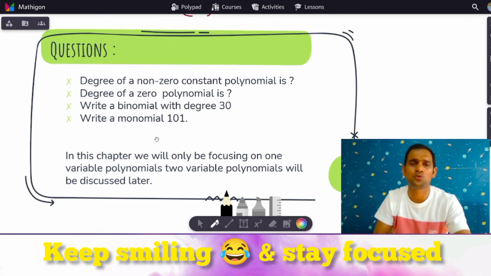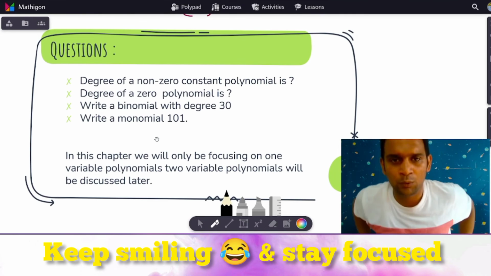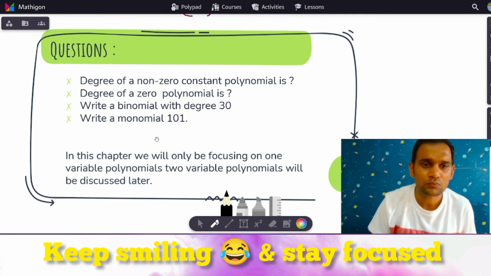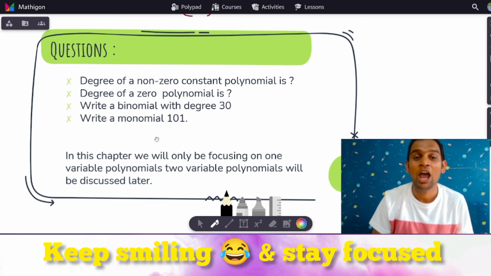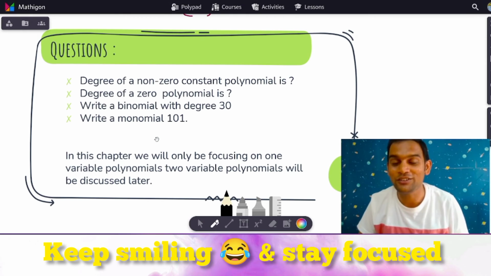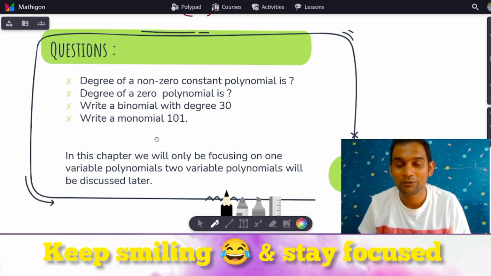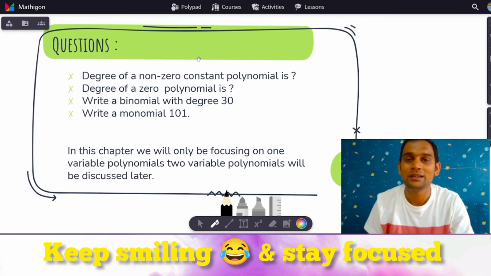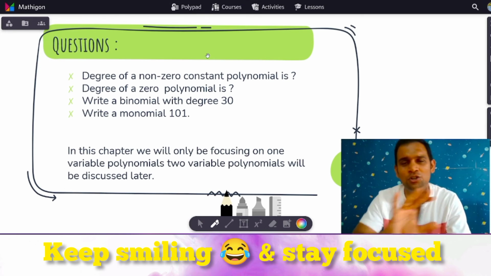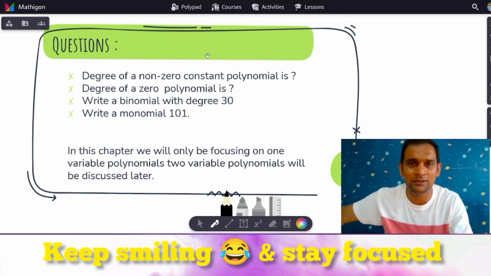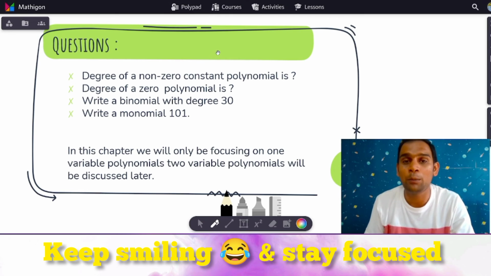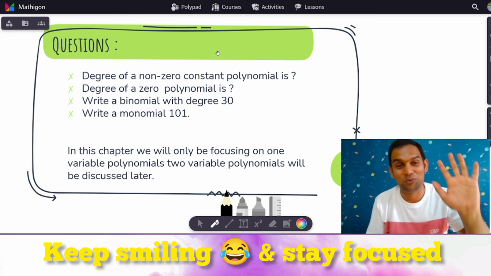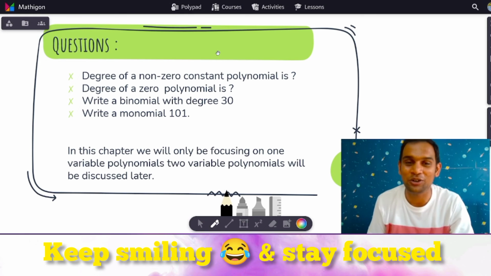Yes, so let's go through a few questions of whatever we have discussed so far. So what is the degree of a non-zero constant polynomial? I'm only talking about constant polynomials except 0. 0 is also a constant polynomial, but that is called as zero polynomial. So we will keep that a little bit separate. So what is the degree of a non-zero constant polynomial?